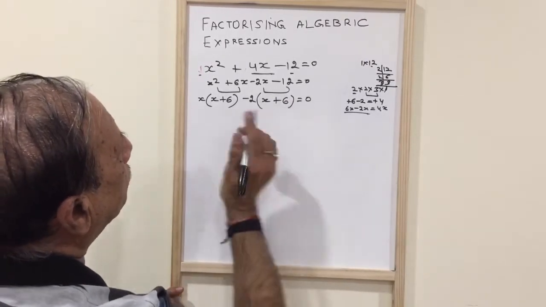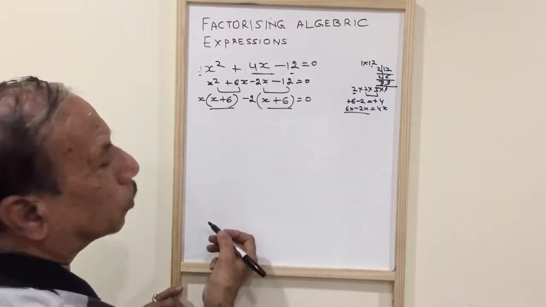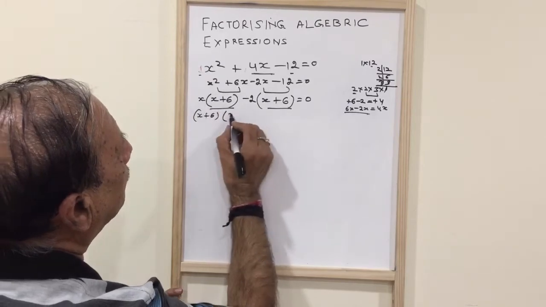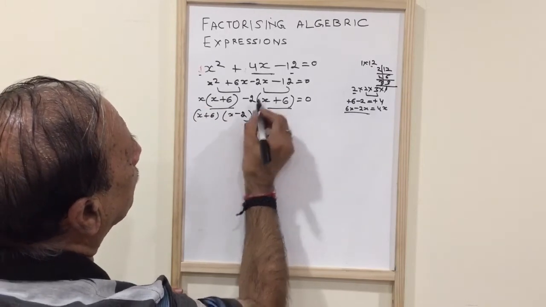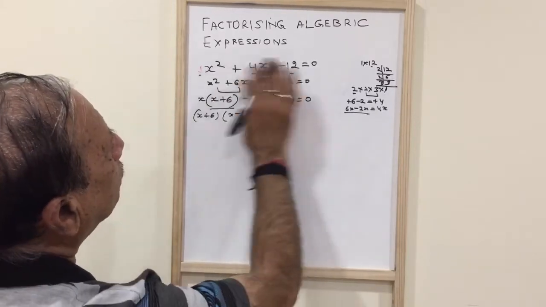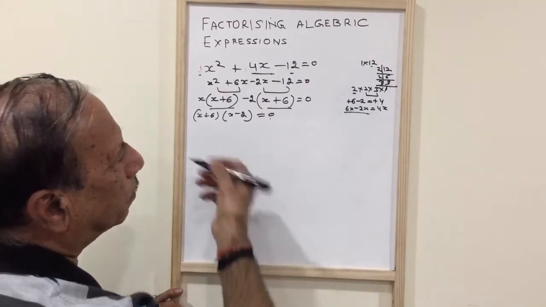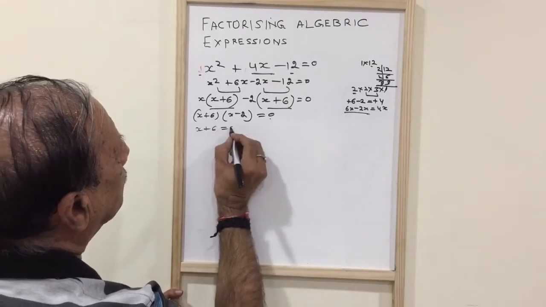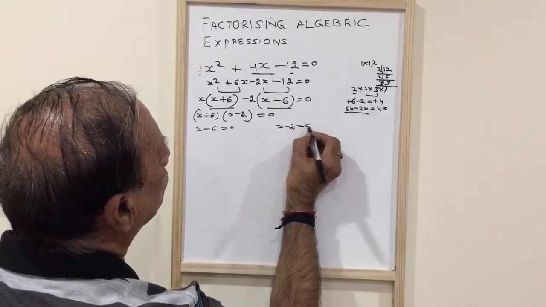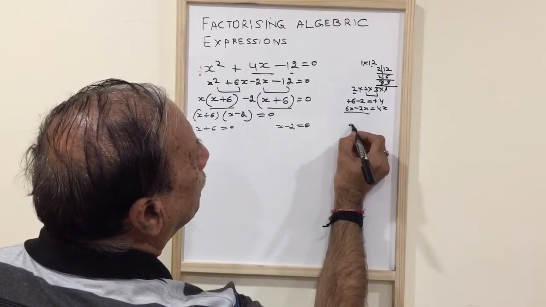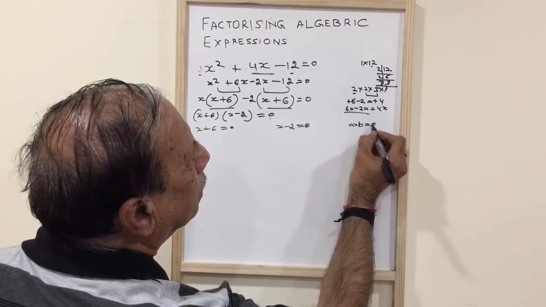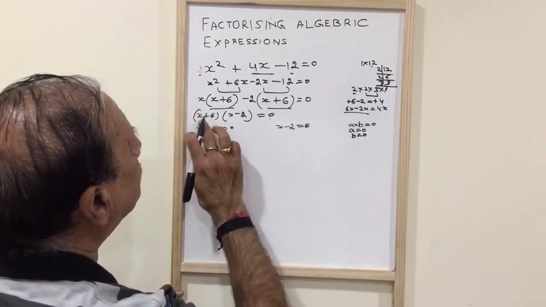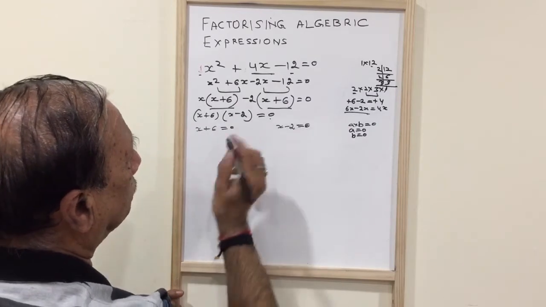So from this equation we can see x plus 6 is common in both places. So we can take x plus 6 as common. With this we are left with x here and minus 2 here, that is 0. So these are the factors of this quadratic equation. Now further, if we have to find out the value of x, then x plus 6 is equal to 0 or x minus 2 is equal to 0, because if we multiply two numbers and their product is 0, it means either A is 0 or B is 0. So that's why we put x plus 6 is equal to 0 or x minus 2 is equal to 0.